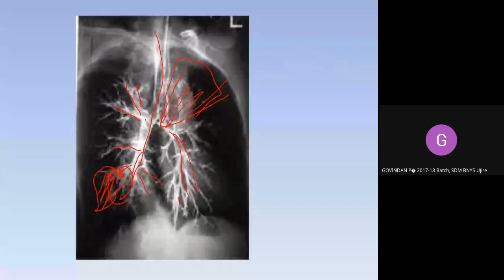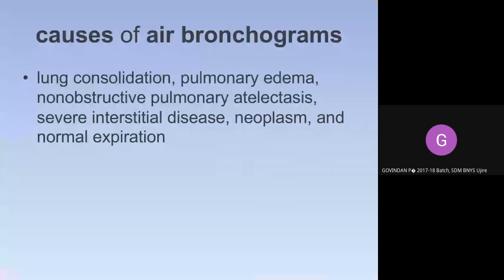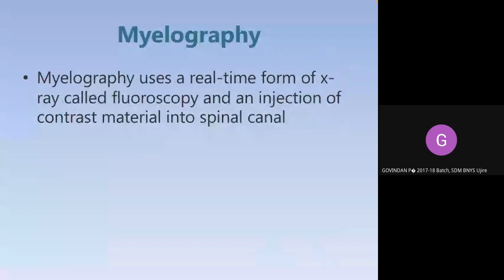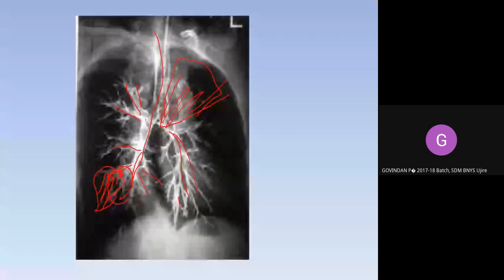So that part of the diseased lung will look like it has a prominent bronchial tree. These are not seen in normal chest X-rays. It could be because of lung consolidation. Air bronchograms are seen in some diseases. But why do you call it an air bronchogram? Because there is no contrast. Air itself is acting like a contrast material, where you can picturize the bronchial tree.